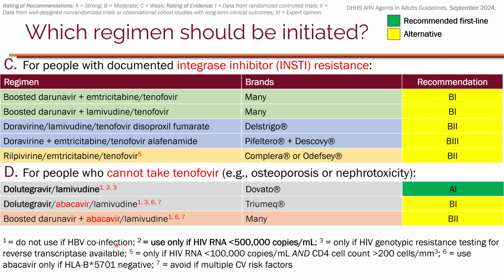So anything that has abacavir cannot be started, because patients who have HLA-B5701 are very likely to have a hypersensitivity reaction that can be fatal. So Triumeq essentially is good for patients who should avoid tenofovir but also have a viral load of greater than 500,000. So if they don't qualify for Dovato, then they can get Triumeq.